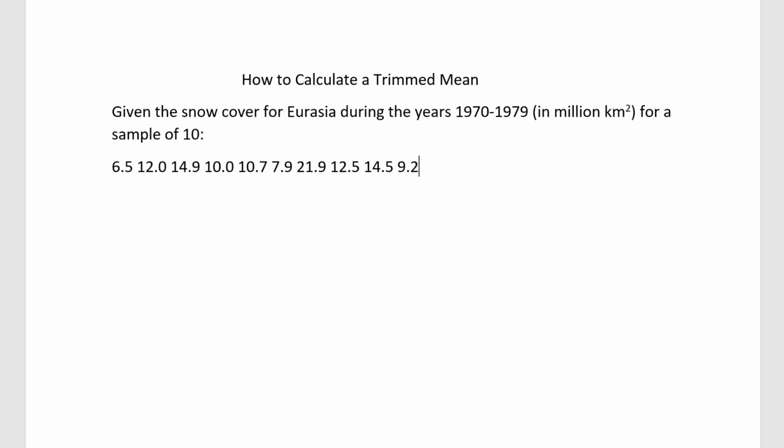For our first example, we're going to look at the snow cover for Eurasia during the years 1970 to 1979, in million square kilometers, for a sample of 10, and this is our data. Now, we know how to calculate the mean and the median. So here is the mean and the median for this data set. Now what we want to calculate is the 20% trimmed mean.